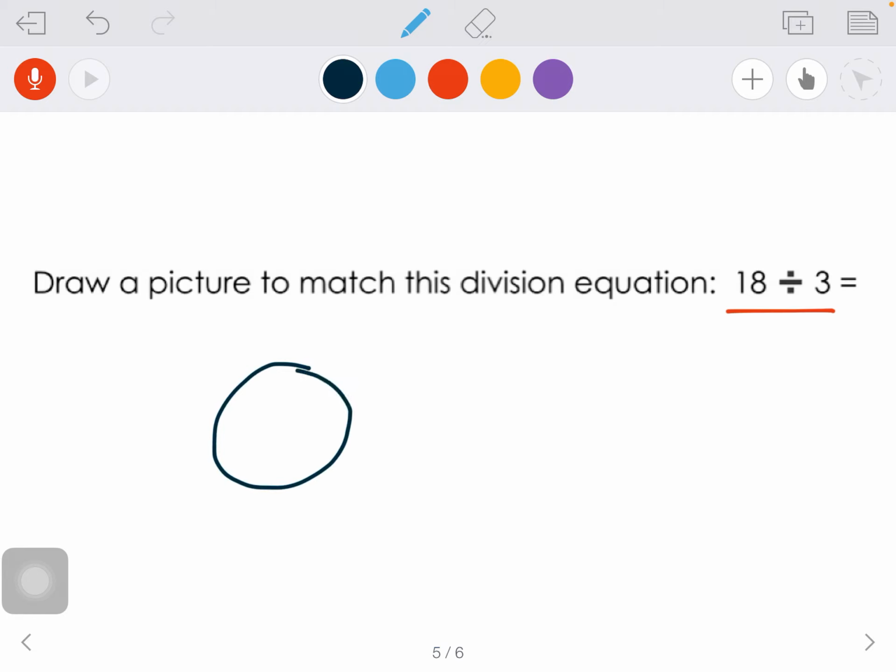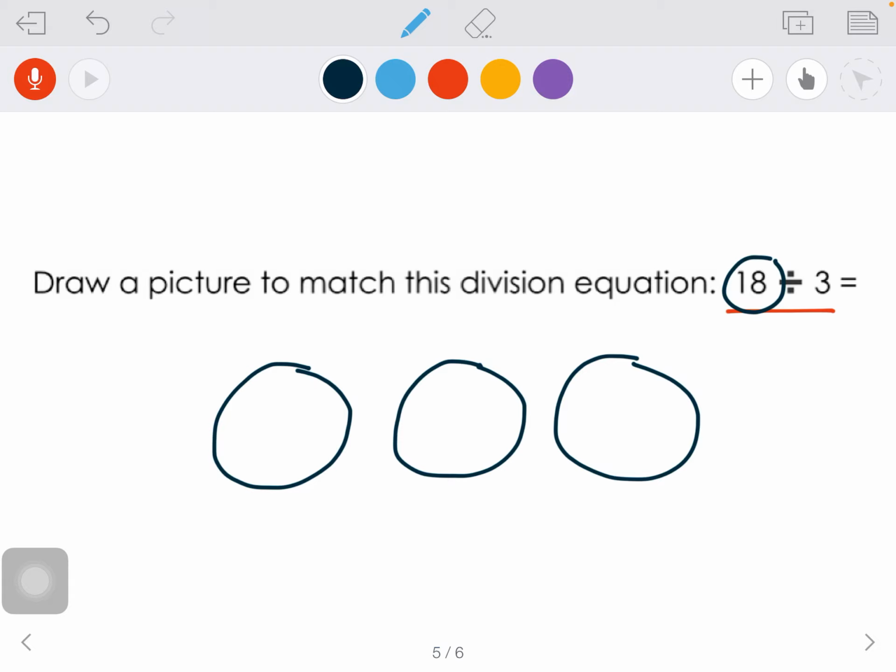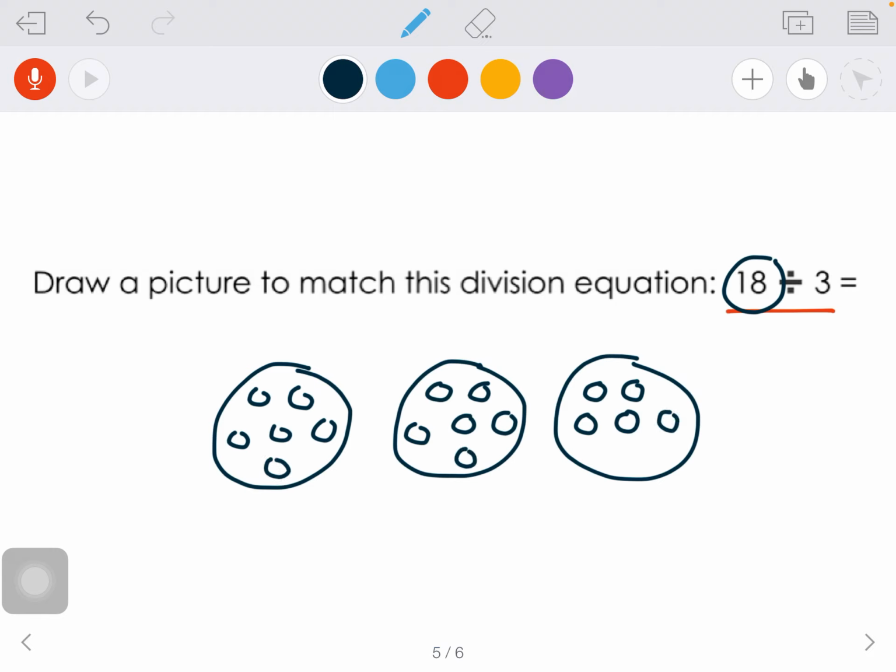Well, let's start with my equal groups. 1, 2, 3. And I know I can use my divide and share method and give each group a dot or a circle until I run out. I have 18 total dots. Here we go. 1, 2, 3, 4, 5, 6, 7, 8, 9, 10, 11, 12, 13, 14, 15, 16, 17, 18. There's my 18 circles.